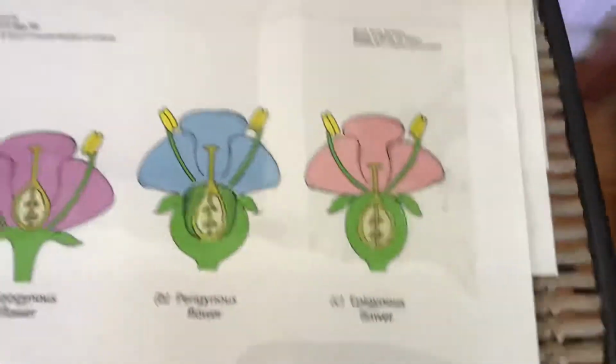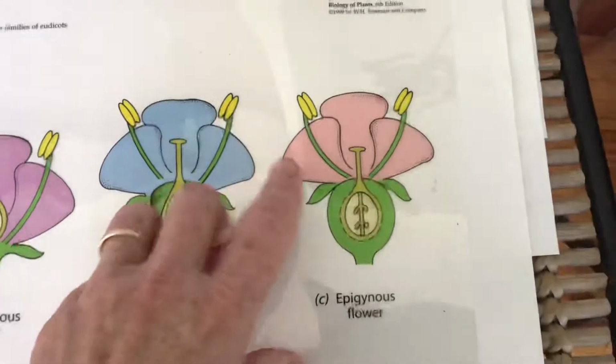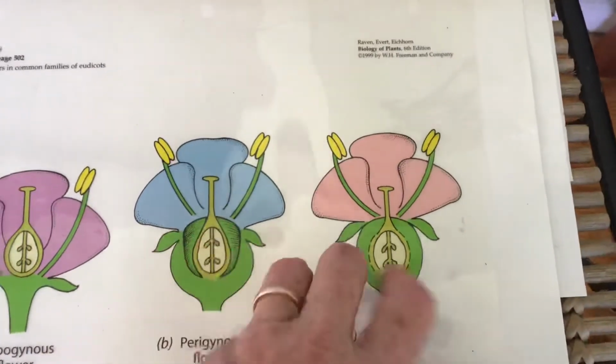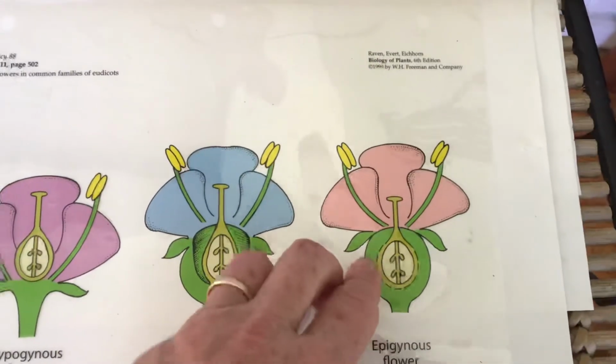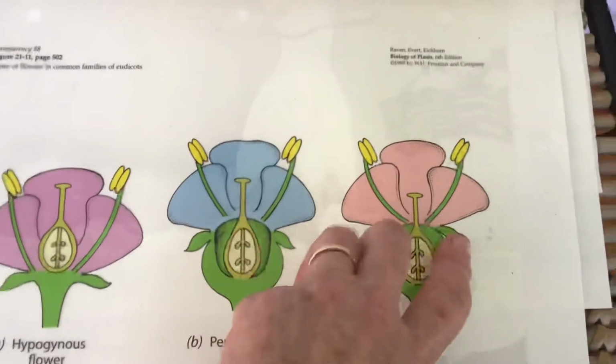All right, and then you have the epigynous. This is where you actually have the receptacle going around the ovary. This is very protective, and then the sepals would be coming off on top of where the ovary is.